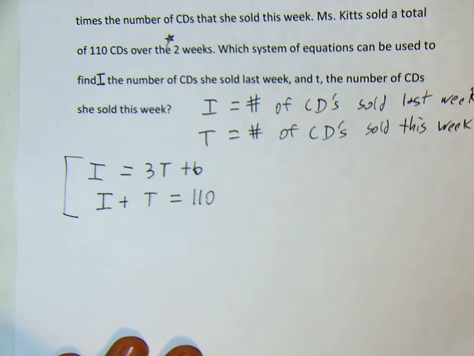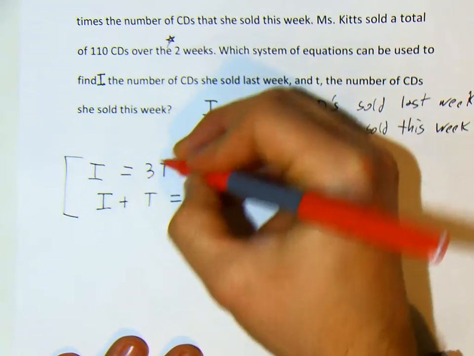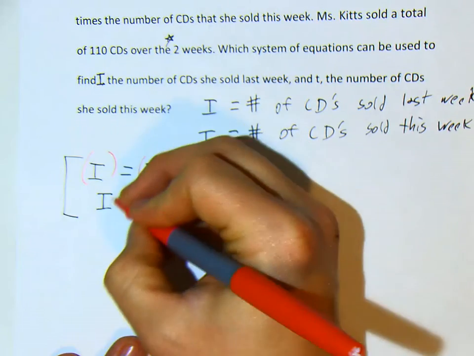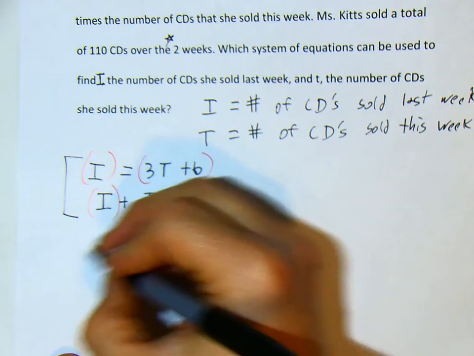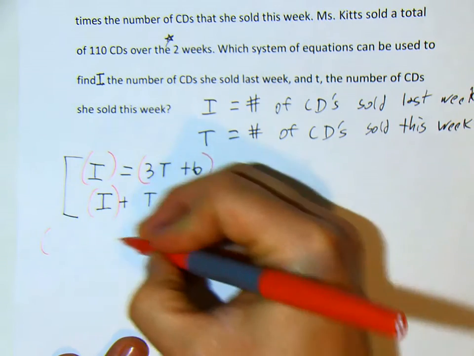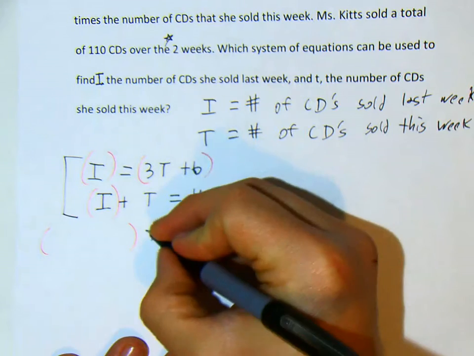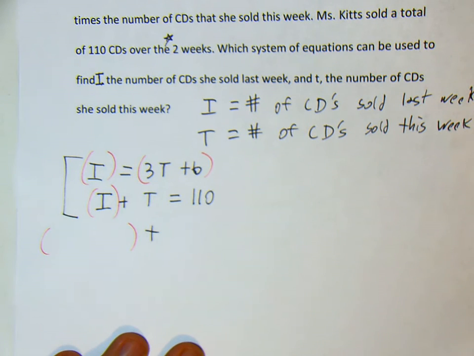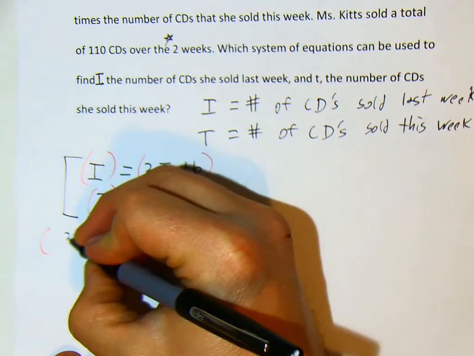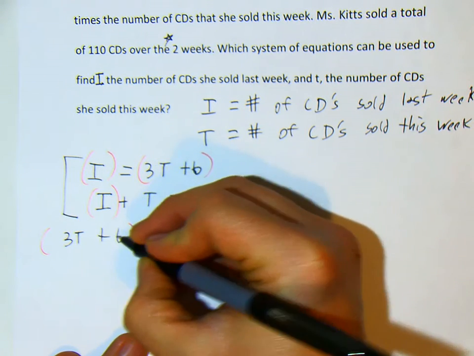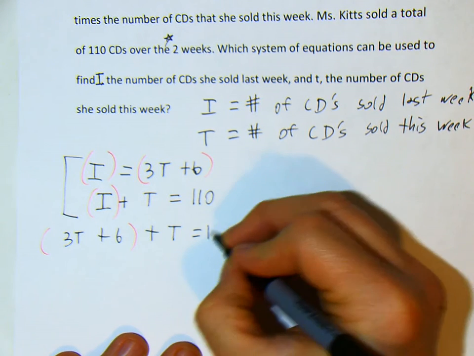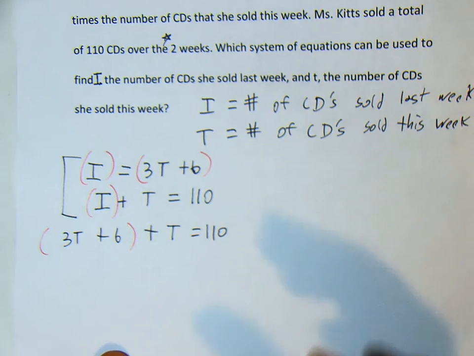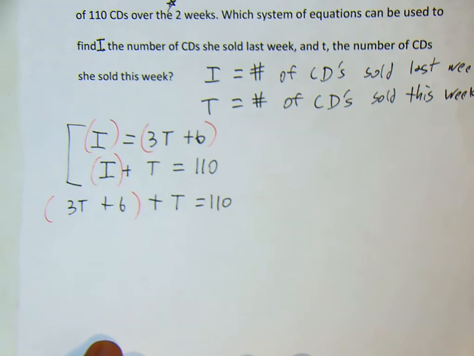So we have isolated one of the variables. I is isolated. So we are going to substitute the value for I, which is 3T plus 6, into this equation. So 3T plus 6 plus T is equal to 110. Now I'm going to combine like terms and solve for T, how many CDs she sold this week.